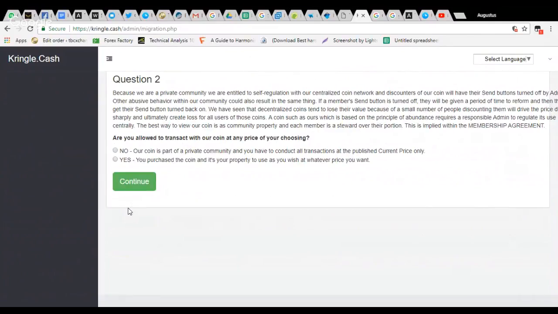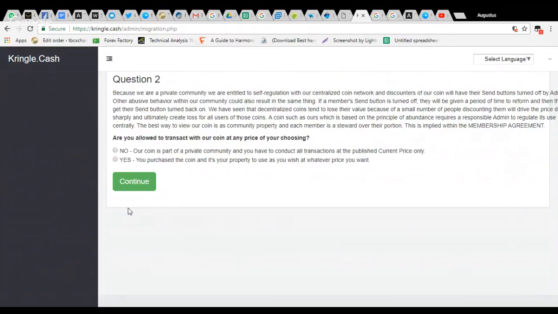The second one says: because we are a private community, we are entitled to self-regulation with a centralized coin network, and discounters of our coin will have their send button turned off by admin. Otherwise, abusive behavior within our community could also result in the same thing. If members' send button is turned off, they will be given a period of time to reform and then get their send button back on.